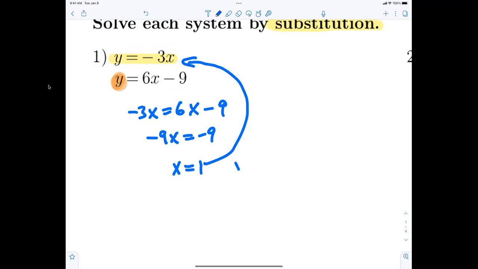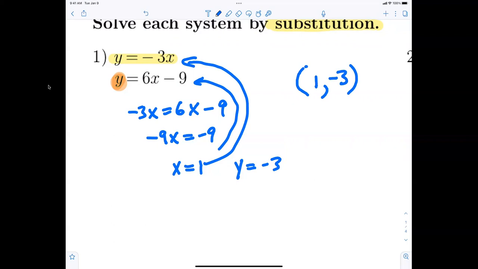If I plug 1 in, what does y equal? -3. Let's say you don't like the first one, but you just want to be irritating. Say, well, I don't like the first one. I want to put it into the what? Does it matter which one you plug it into? No. If I plug 1 in here, what is 6 times 1 minus 9? So I got the same answer, right? So the point of intersection is what? 1, comma, -3. That is the solution.